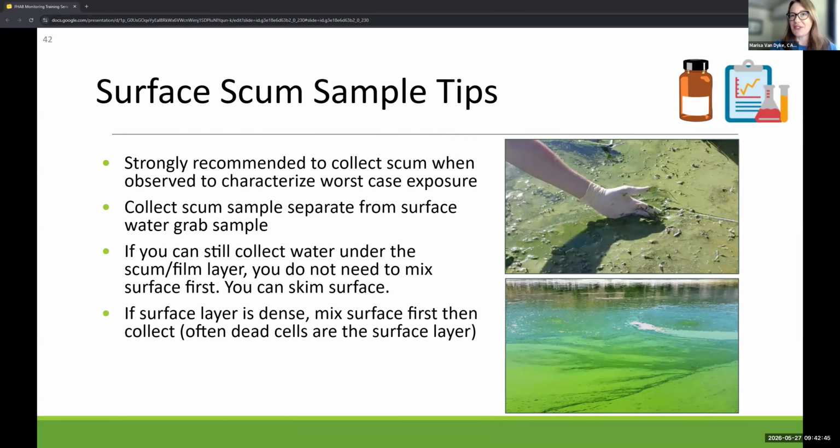And this is just a closer look at that surface scum sample. There are additional processes in our procedure if your scum layer is exceptionally dense. There's a lot of layers. If it looks really discolored, kind of grayish, white, or brown, then there's a process that's recommended to mix the surface before you collect the samples so you can get the fresh material for lab analysis.